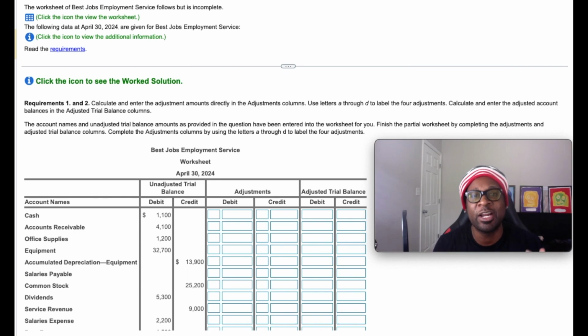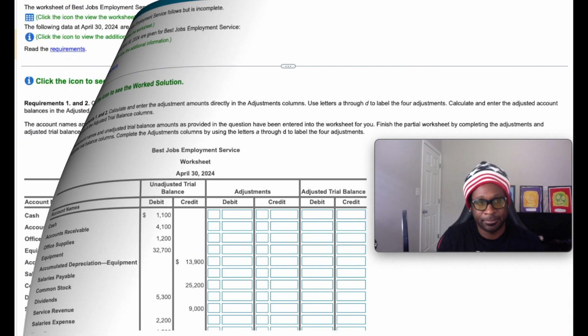Today we're going to take a look at a walkthrough illustration of how to properly fill out a worksheet. So with that being said, let's get it.